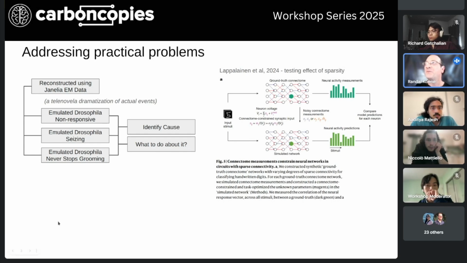I should have popped that up earlier. This is Lappalainen's work, of course, here. This is the example that he also showed when I asked him about that. So this is where they trained multiple networks to test differences as you have more or less sparsity in the system.